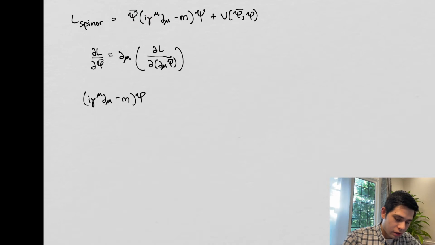Well, actually, no, I take that back. When we distribute this, we're gonna have a derivative on this function right here, right? We're not gonna have a derivative of this. What we see here actually is there's no derivatives of the complex conjugate of the spinor, right? So this term actually is going to go to 0, right? And what we get is just this term right here, okay?